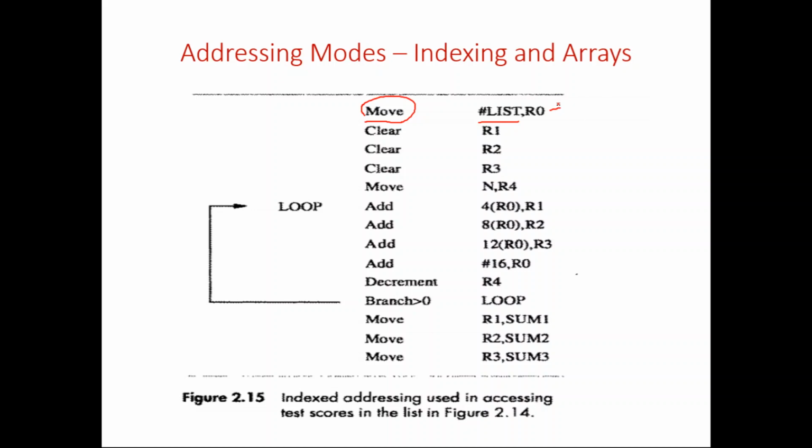So now R0 contains 1000. Then we are doing clear R1, clear R2, clear R3, because we want to make 3 sums: the sum of all test 1, the sum of all test 2, and the sum of all test 3. The sum of all test 1 we are going to keep in R1, so we are clearing R1 to 0. The sum of all test 2 we want to keep in R2, so this is also cleared to 0. The sum of all test 3 we would like to keep in R3, so this is also cleared to 0.